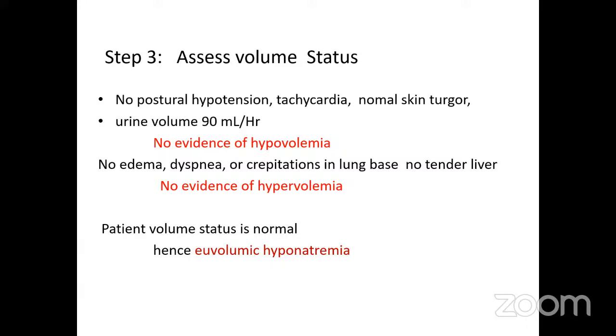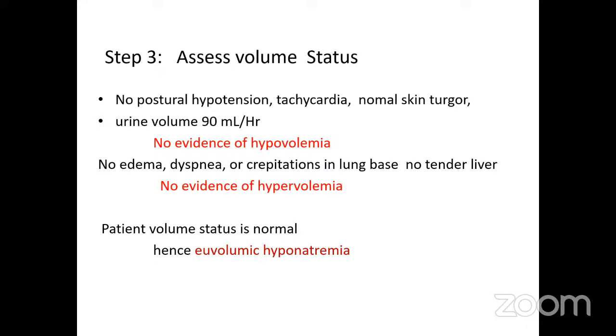He had no postural hypotension on repeated examination. He had no postural tachycardia or tachycardia. He has normal skin turgor, elicited on the anterior abdominal wall. He had a good urine volume of 90 ml per hour. So there is no evidence of hypovolemia. This patient had no edema, was not dyspneic, lung bases clear, no hepatomegaly. So there is no evidence of hypervolemia as well.